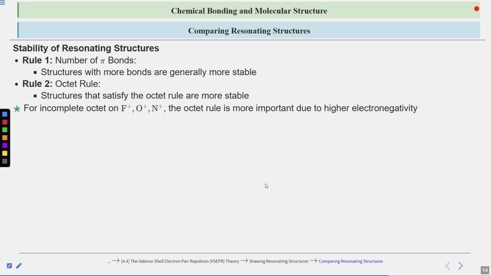But sometimes we give priority to the second rule instead of the first rule. In which cases? Where the elements that we are considering are very much electronegative, like fluorine, oxygen and nitrogen. So here is an illustration for you. On the basis of these rules, can you say which of these two structures will be more stable? Structure 1 or structure 2?